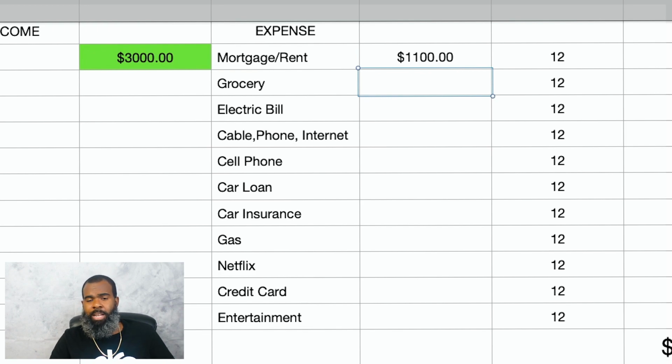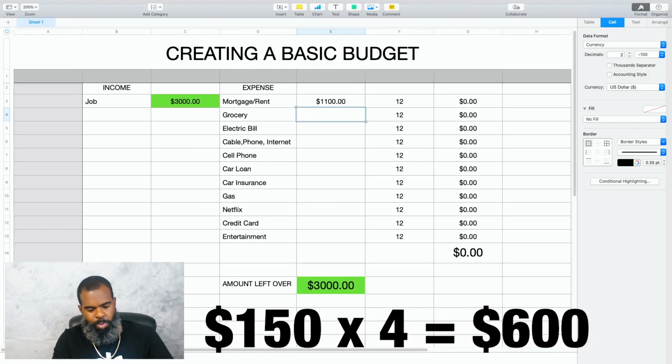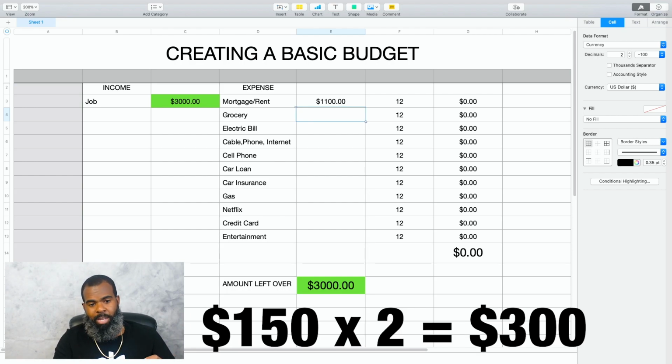Now for the next line item, groceries, you might not know exactly what you're spending right now, so basically just estimate what you think. Think about what you spent on groceries last week. Do you shop every 2 weeks or every single week? If you do it every week, you want to times it by 4. So if you spend $150 a week, you times that by 4, that's $600 a month. Or if it's $150 every 2 weeks, that's $300 a month. So that's how you can figure it out.